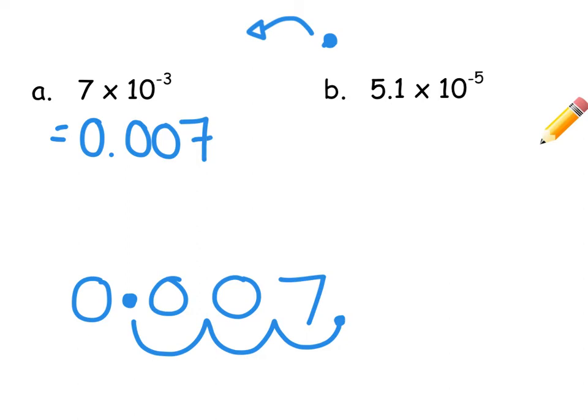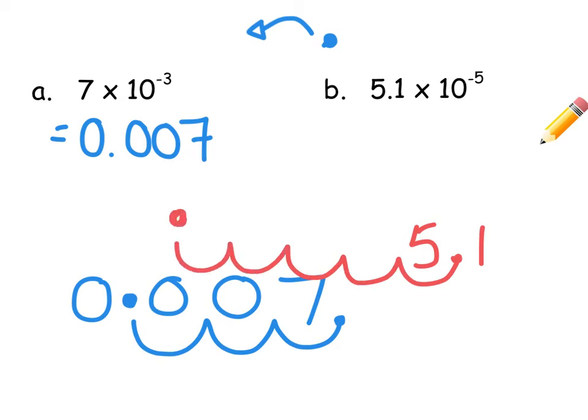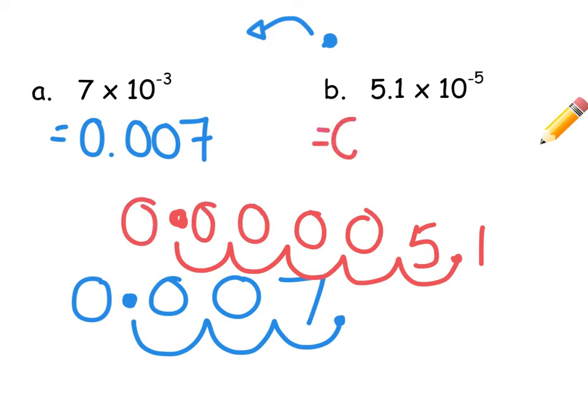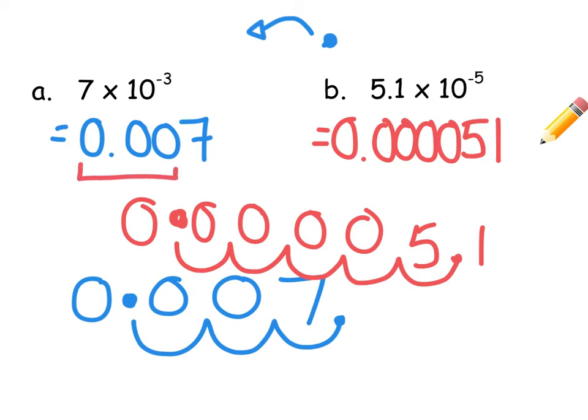Okay. My second example, minus 5, means I'm going to move my dot 5 places. So if I've got 4.051, 1, 2, 3, 4, 5 means it goes there. I've got to fill in all these spaces. So I have got 0.00004051 as my answer.